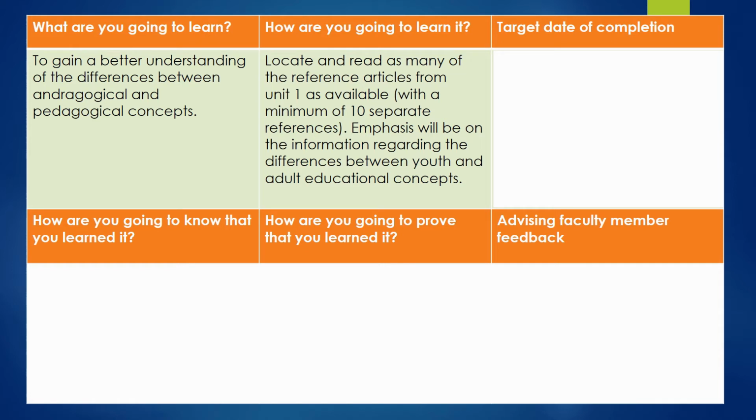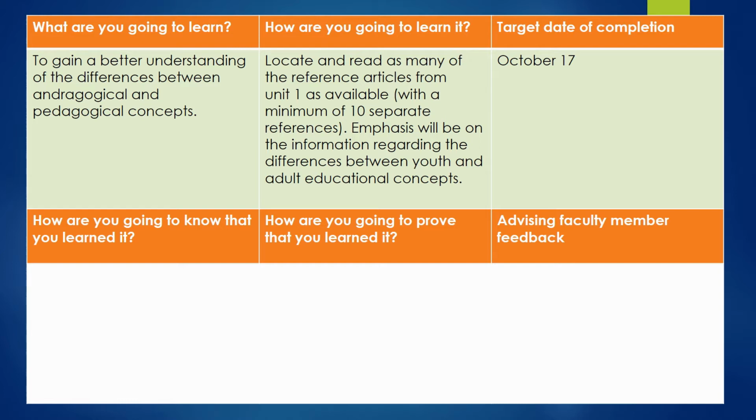Locate and read as many of the reference articles from Unit 1 as available with a minimum of 10 separate references. Emphasis will be on the information regarding the differences between youth and adult educational concepts. Target date of completion, let's say October 17th.